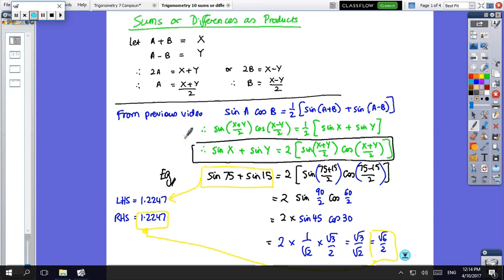Okay, so in the last video we did products as sums or differences. Now we're going to do sums or differences as products. So this is how we started off.